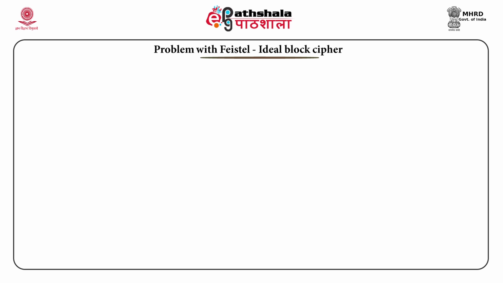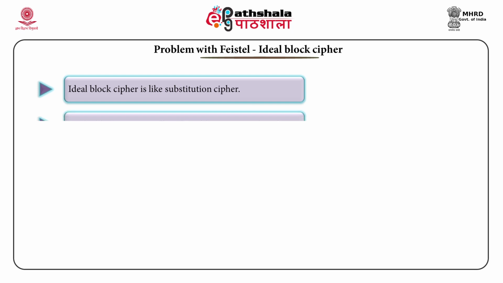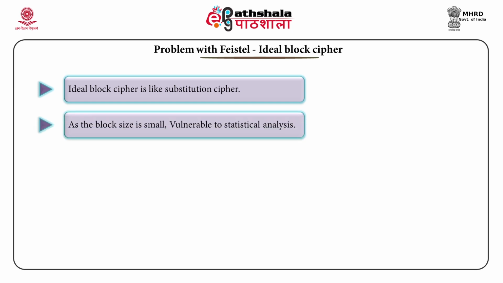What are the problems with the Feistel ideal block cipher? If you have observed, the ideal block cipher is like a substitution cipher, because for each possible input there is a possible output mapping. As the block size is small, it is vulnerable to statistical analysis. If it is only a 2-bit input, for each plain text the attacker has to try only 4 combinations.